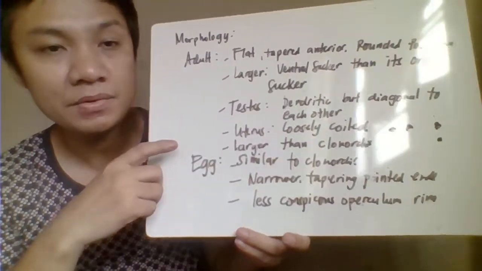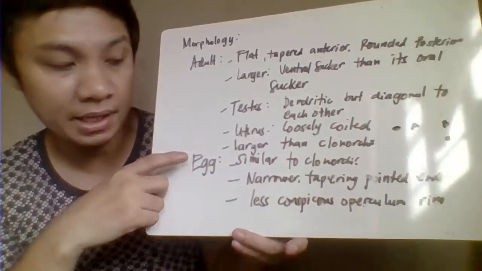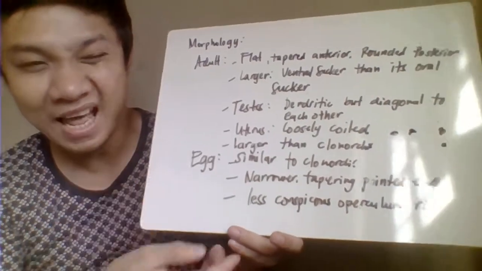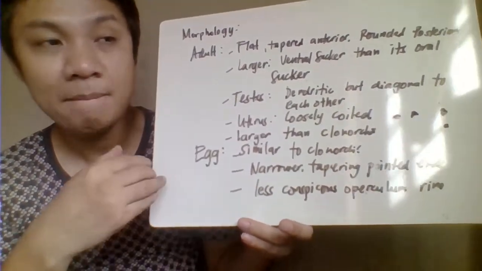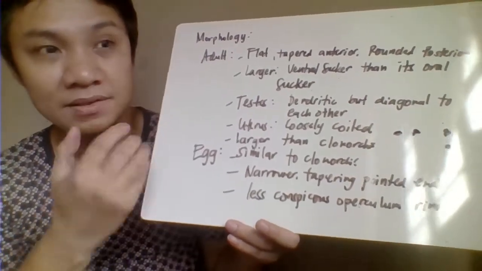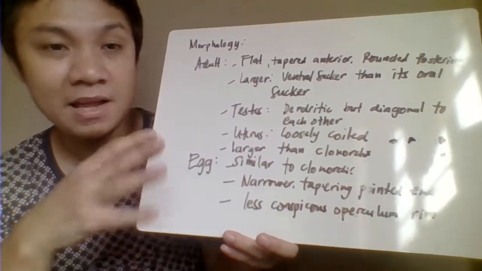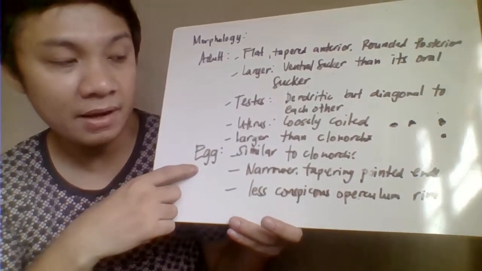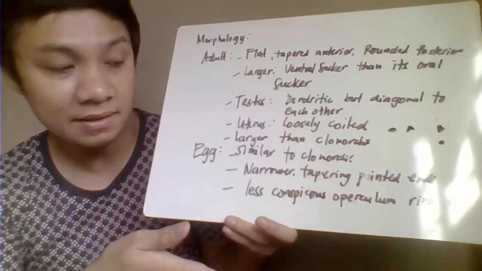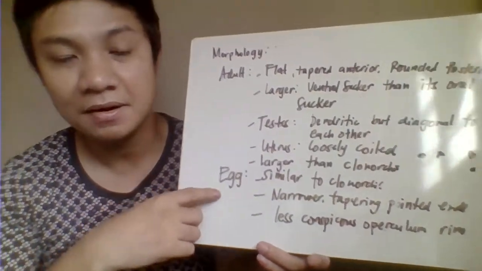The adult worm here is most likely similar to Clonorchis and much larger in size compared to Clonorchis. The egg of Opisthorchis, just like Clonorchis, is also embryonated, matured, segmented on oviposition, whereas Fasciola hepatica is unsegmented. That is the difference among the three. So here the egg would have narrower tapering and pointed ends. It would have a less conspicuous operculum ring.